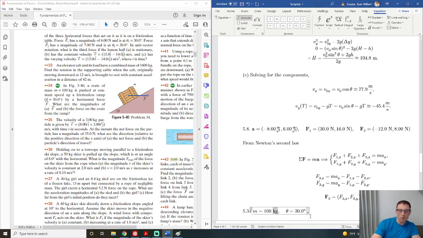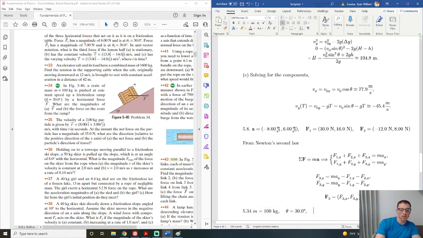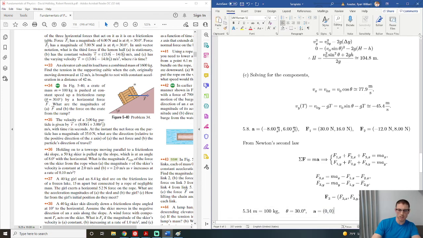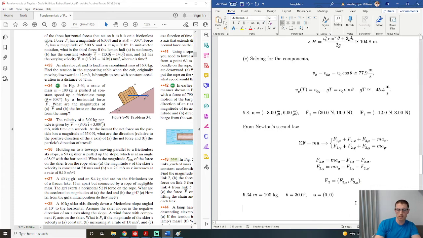Constant speed. Okay, so what I would say actually before we do anything else is that constant speed tells me that my acceleration vector is just 0, 0, right? So that's another thing. We're not given a numerical value explicitly in the problem statement, but we have to just sort of read between the lines to see that.